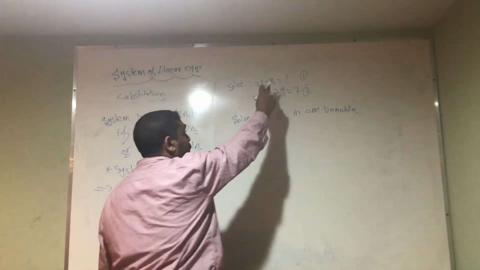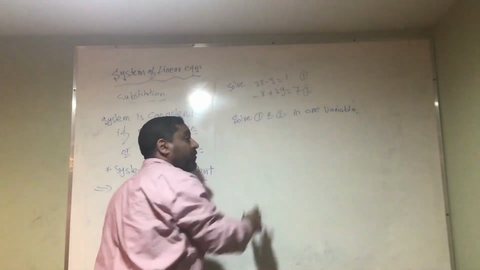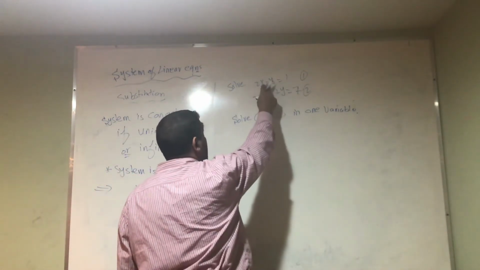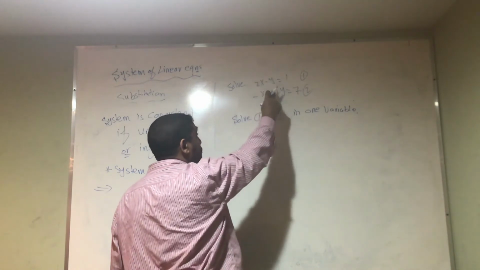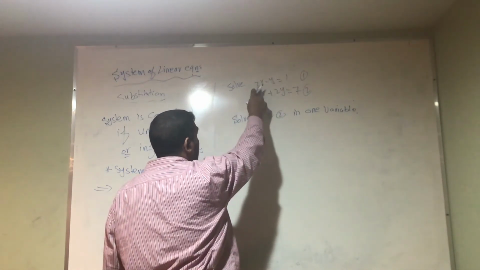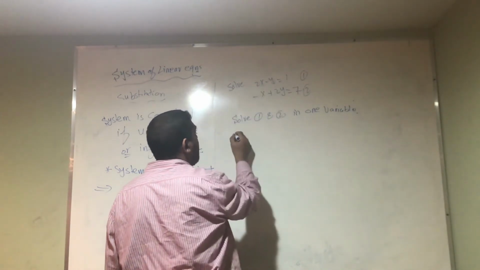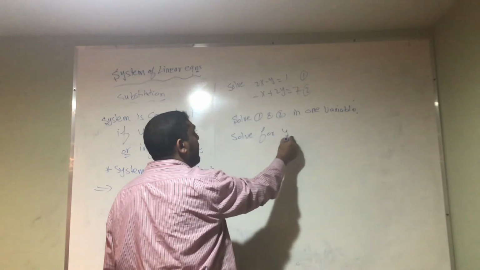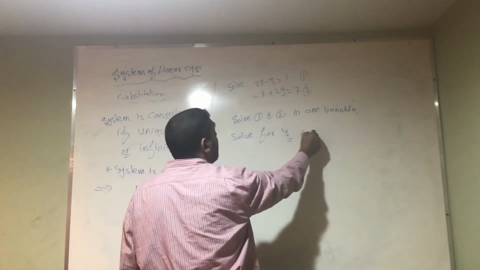But if I solve that for y, I have to solve equation 2 also for y. I'm going to explain why. Or if you solve equation 1 in x, you have to solve equation 2 also in x. Let us solve equation 1 for y, as an example here.